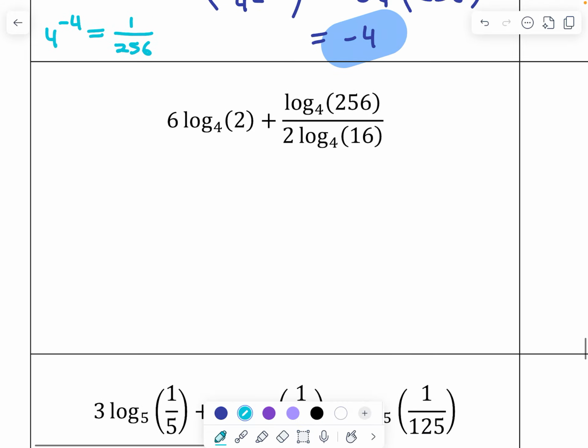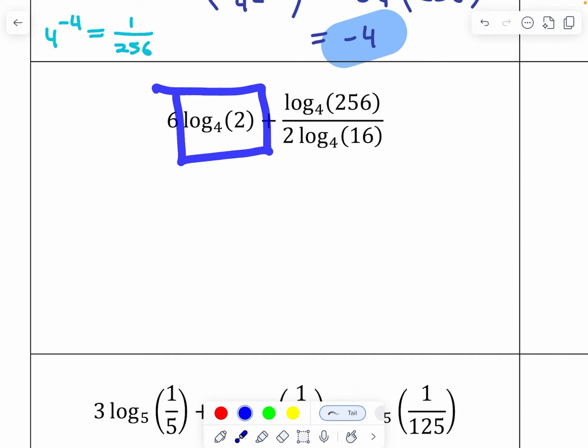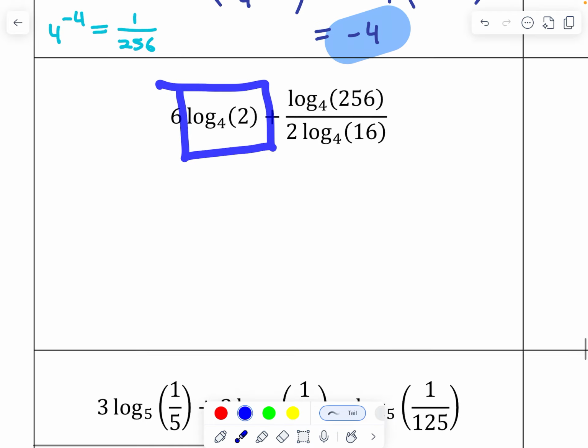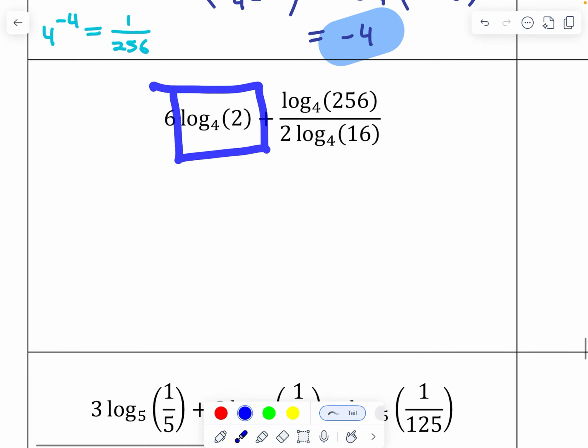I'm going to go back to doing this one the first way we did it. Why not? We get variety, right? This is a new one right here. We haven't seen something like this yet today. Log base 4 of 2.